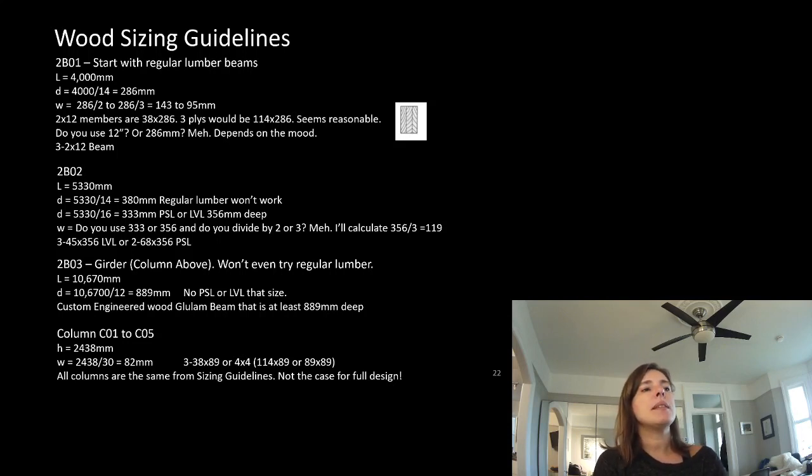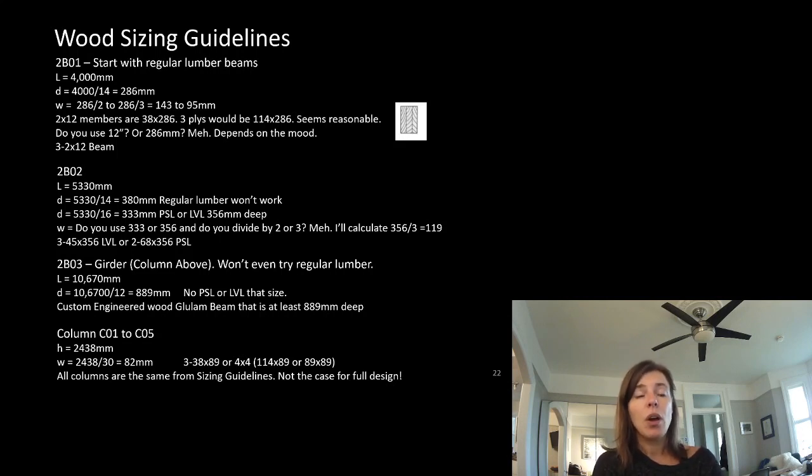Column C1 to C5. Well, it was height divided by 30. So 2,438 divided by 30 is 89. So that's the minimum dimension we need. A 4x4 is 89 by 89.